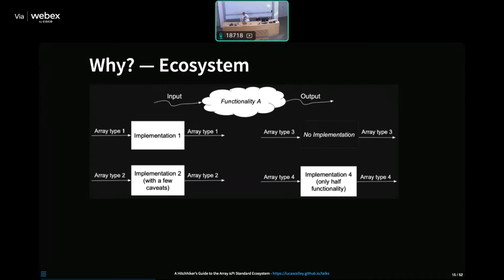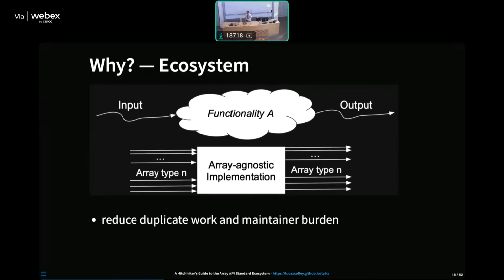And we would like to change this picture to look a little bit more like this, where we have array-agnostic implementations. These are implementations that can take in all of these array types and automatically give out the same array type and do the computation native to that array type. And the good thing about this is that we go from 4 different implementations to 1, and hopefully that will reduce the amount of duplicate work that happens and also reduce maintainer burden in the long run. So that's the magic of array-agnostic implementations. The rest of the talk is going to be going into a bit more detail about what this thing is.